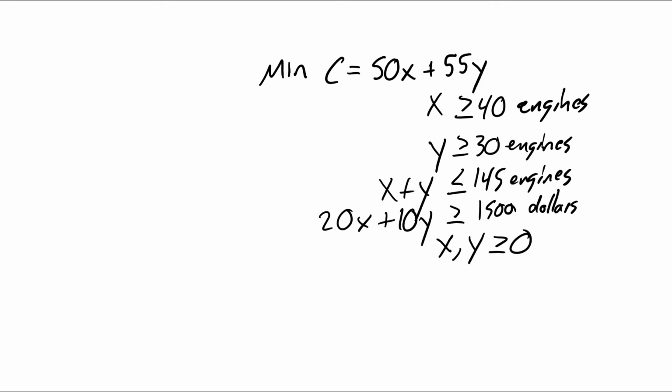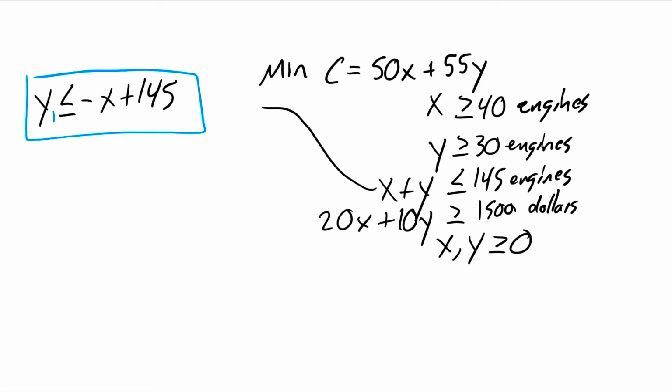So let's start with x plus y less than or equal to 145. We'll subtract x from both sides. So we'll get y less than or equal to negative x plus 145. We'll call that one y1. We'll make that one blue equation.